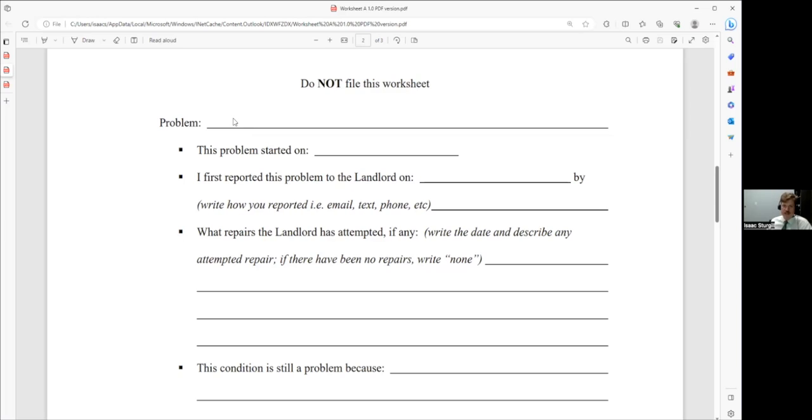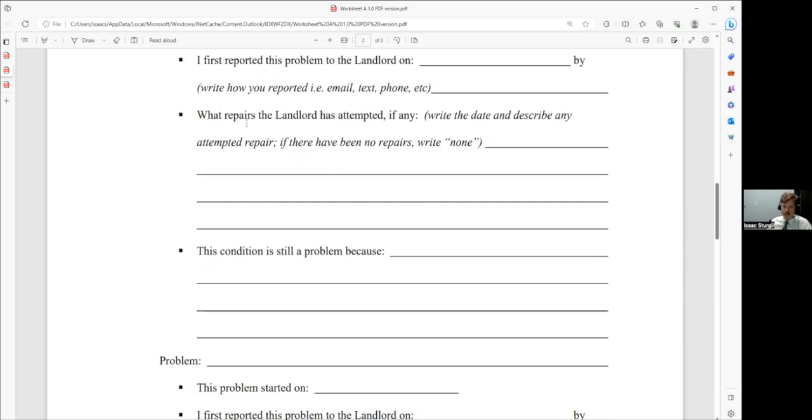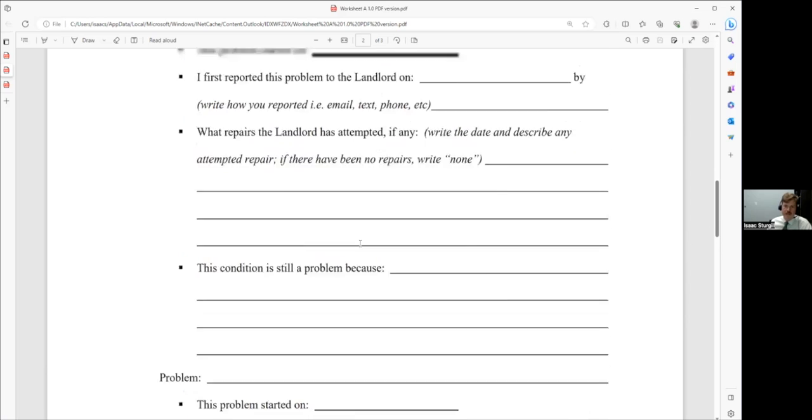And this just kind of helps lay that out. First of all, what was the problem? When did the problem start? When did the tenant first tell the problem to the landlord or give the landlord notice? And then how did the tenant do that? Phone, email, text, etc. Did the landlord attempt to make any repairs on the property? And if the condition is still a problem, why is that the case, right?